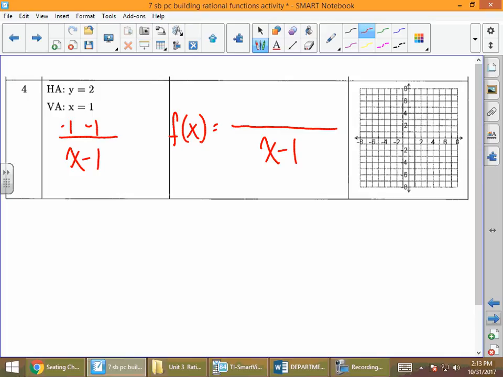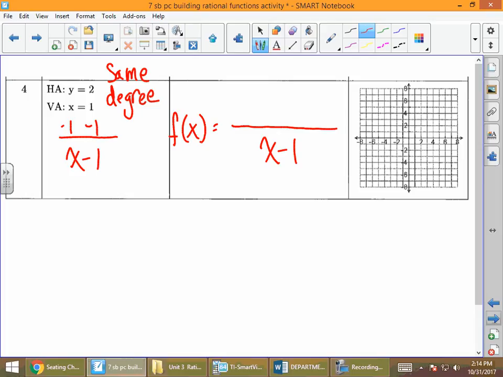But this time, the difference is that we have y equals 2. We have a value other than 0 for a horizontal asymptote. And where that's going to come from is the fact that we have the same degree. So that goes back to the middle column on your chart, which, by the way, is not on this paper. But you can look back in your notes if you need it.